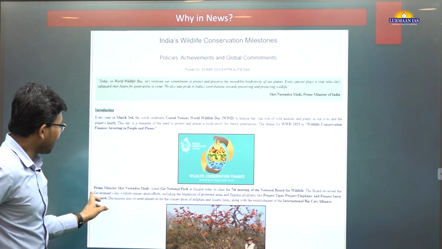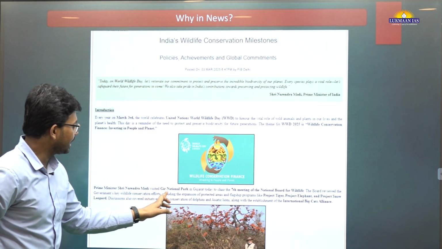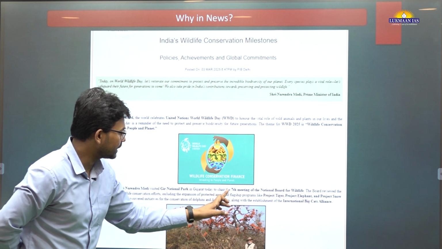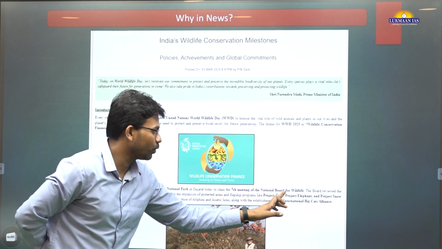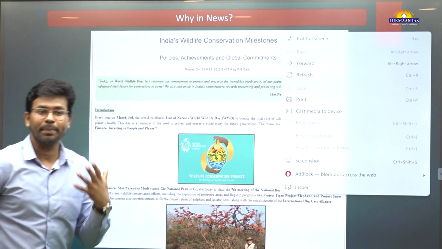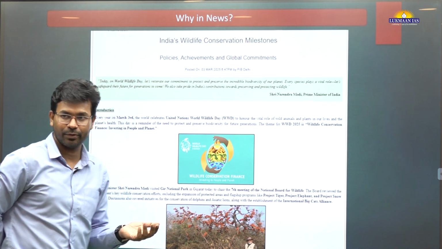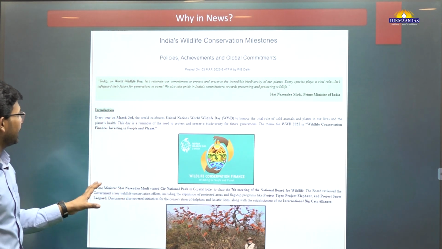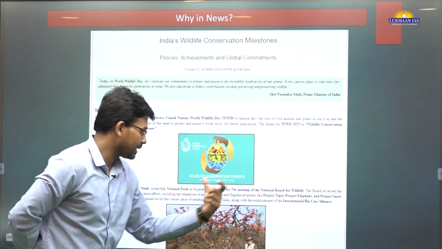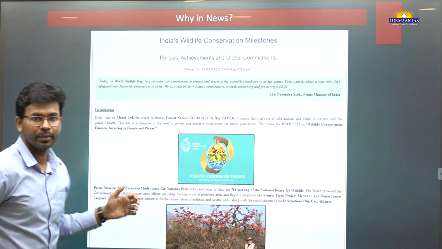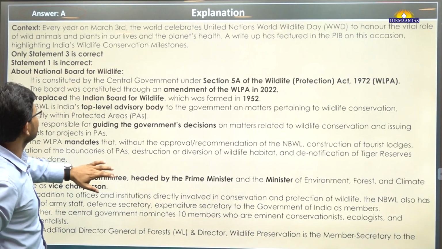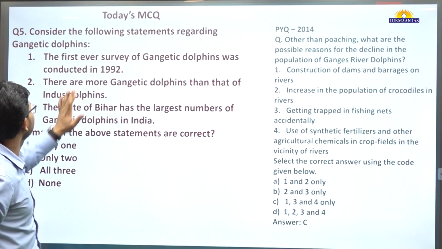So it says Prime Minister Narendra Modi visited Gir National Park in Gujarat today to chair the 7th meeting of the National Board for Wildlife. Okay, so the Prime Minister of India is the chairperson of the National Board for Wildlife. This particular National Board for Wildlife has 47 members, and the Prime Minister of India is the chairperson of it.